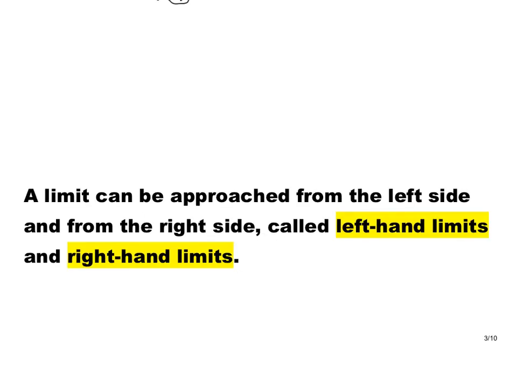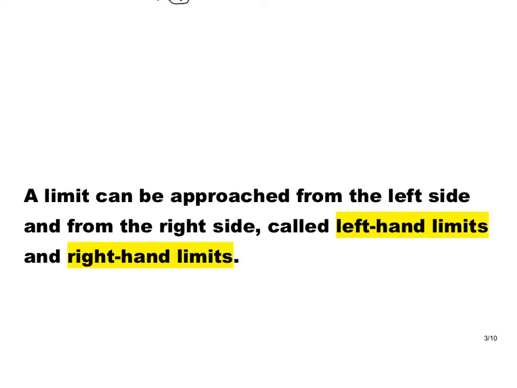When looking at the limit, there are two ways that the limit can be evaluated, either from the left or the right. When we are talking about the limit from the left hand side, we call it left hand limit. When we are talking about the right hand side, we call it right hand limit.